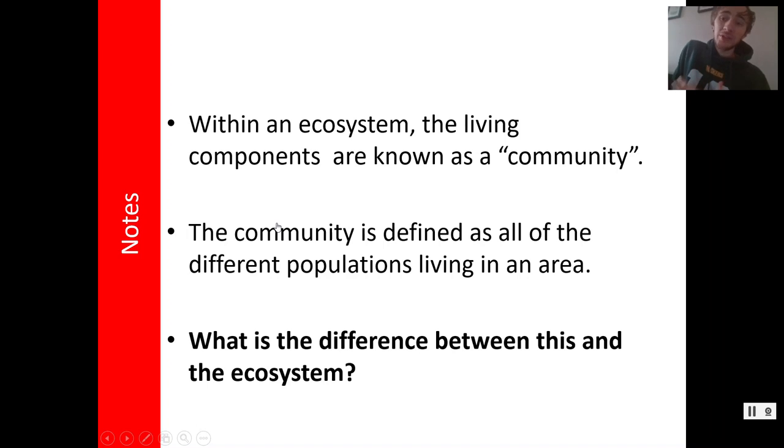Then what I actually want to say is I want to save the Amazonian community, because the community is all of the living things in an area. The community in my room is me and the spider. We are the community.